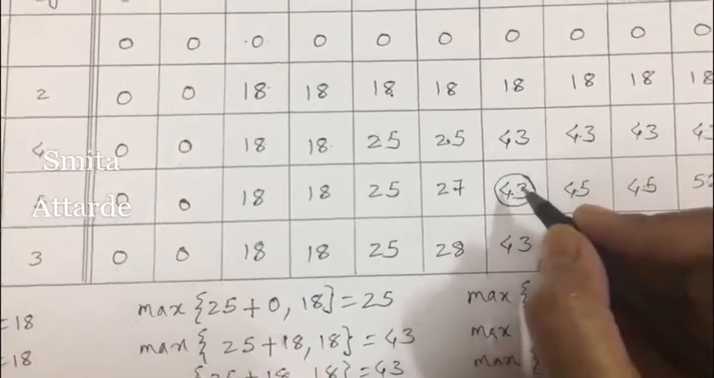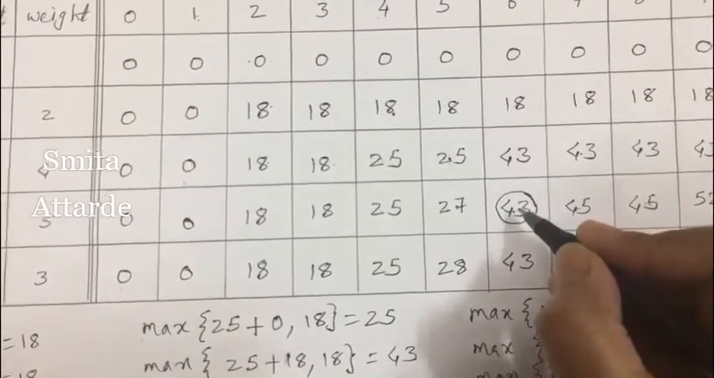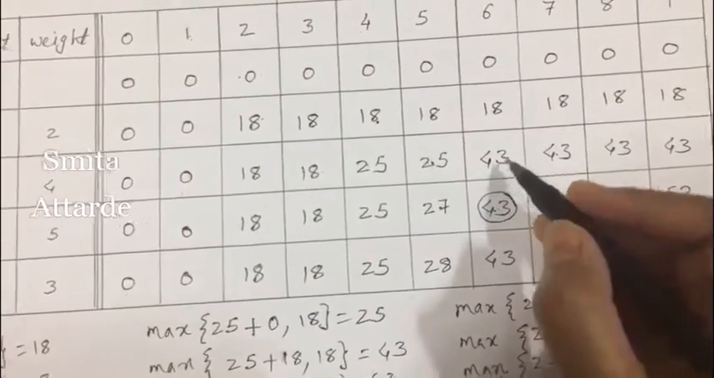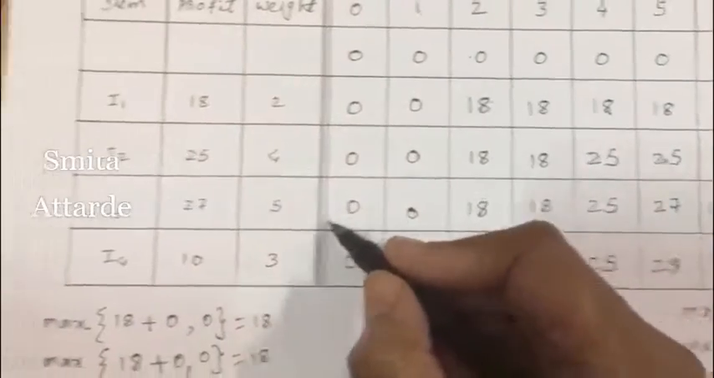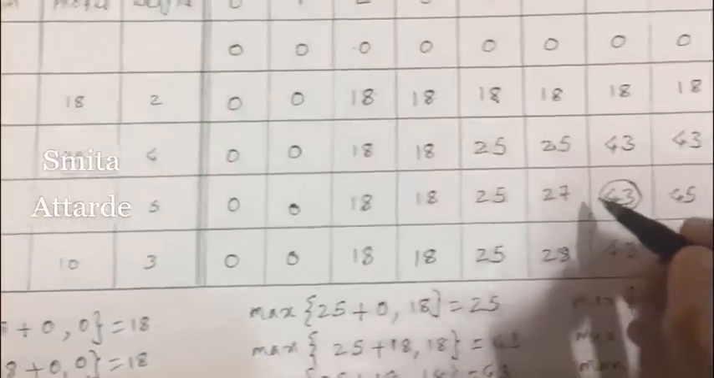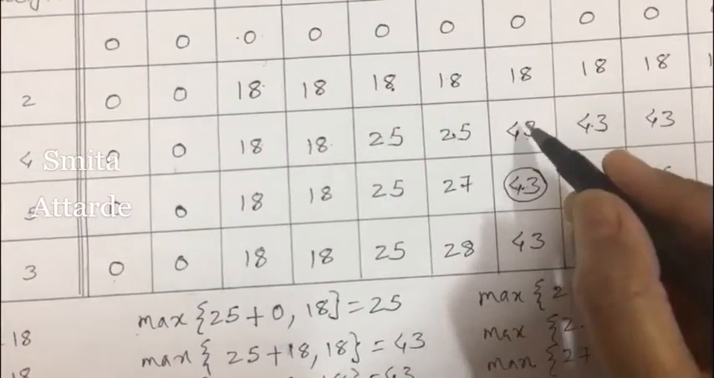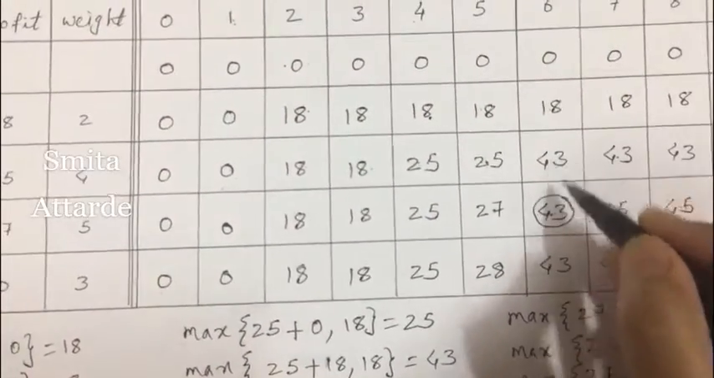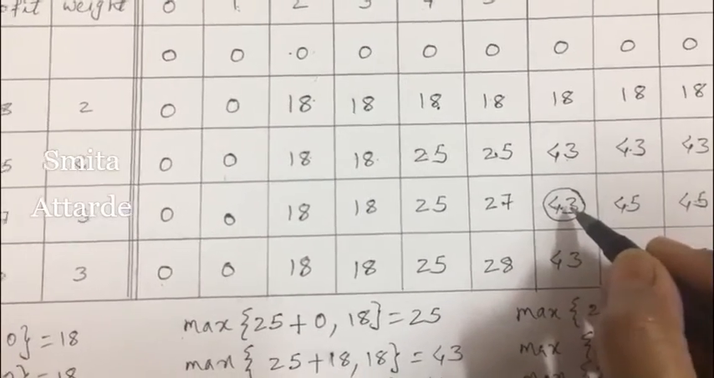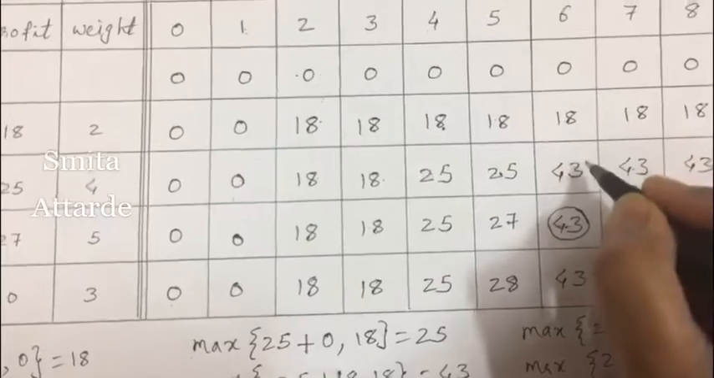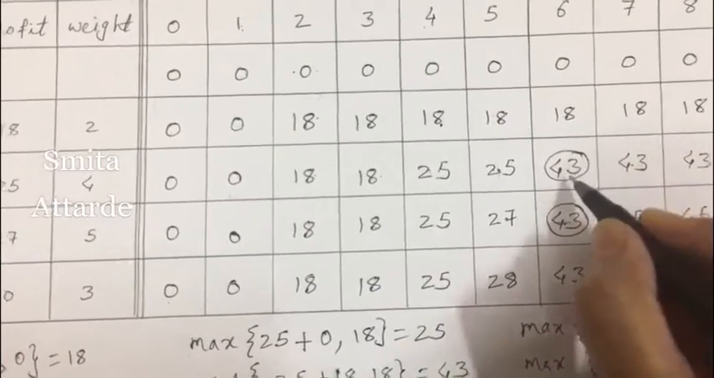Now repeat the process. Our process is, we'll compare this and this. Are these values same? Yes. That means this item is not in the knapsack. We have copied this 43 here. When these two are same, that means this is not the item which should be in the knapsack. So we'll go above and I'll consider this.